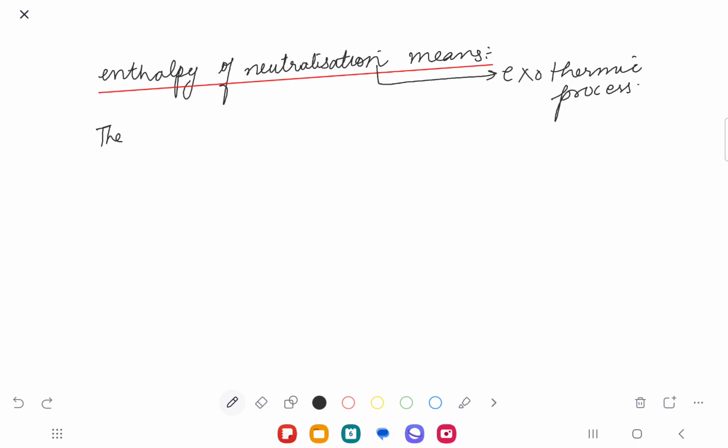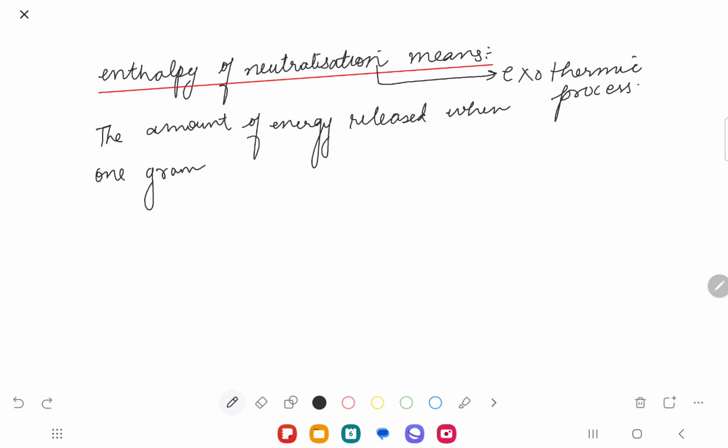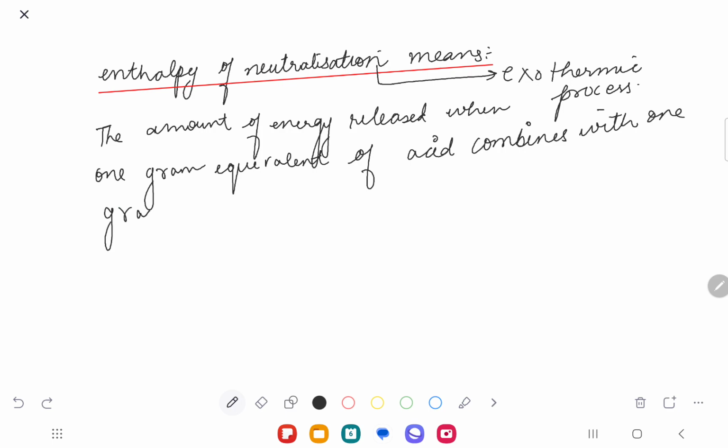So you have to understand that the amount of energy released when 1 gram equivalent of an acid combines with 1 gram equivalent of a base. Now there's a term here: what is gram equivalent? You understand my point? So this is the definition.